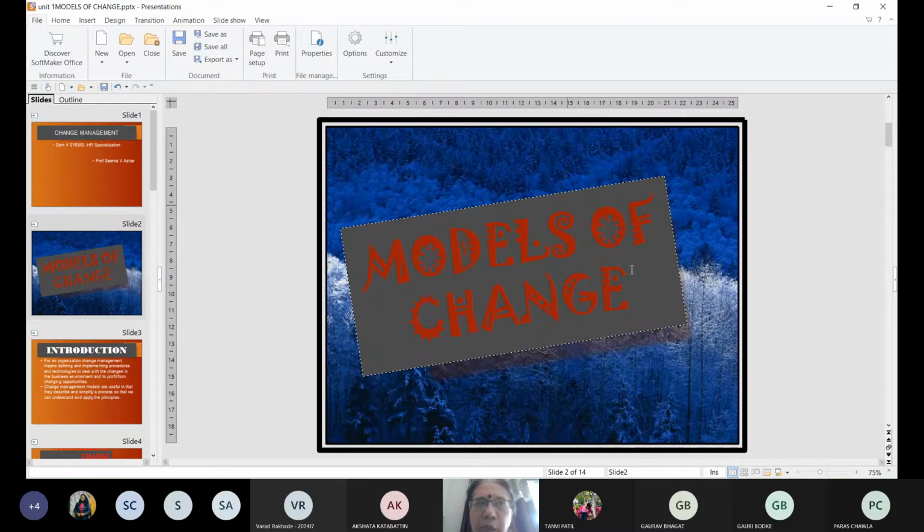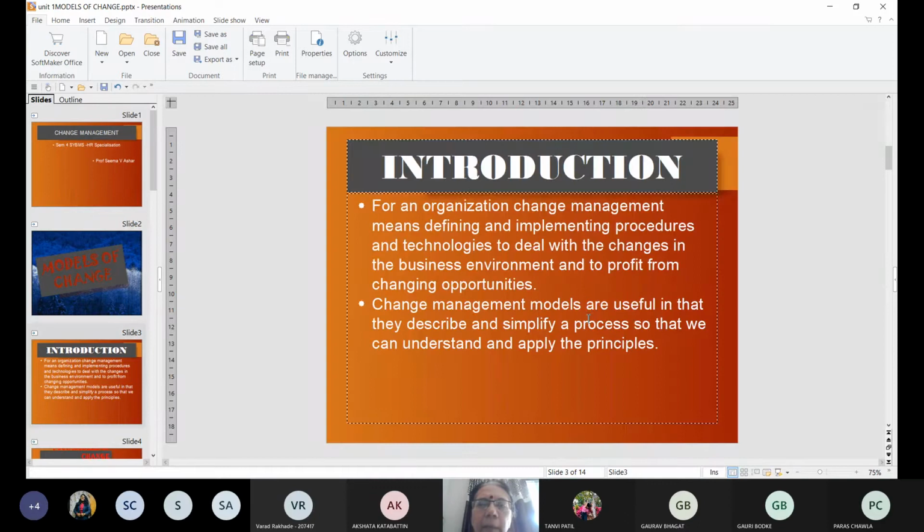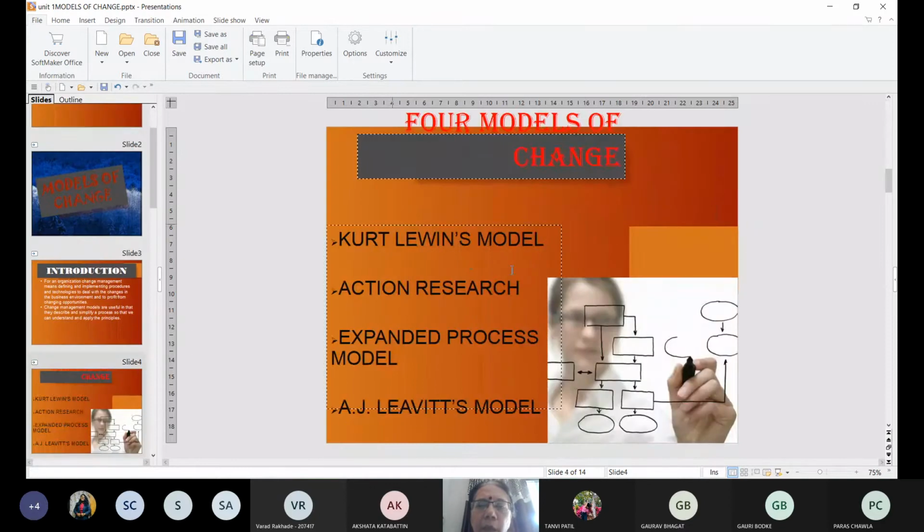The business environment is always changing. That is why every HR manager should be ready for this change. The HR manager should act like a change agent and should facilitate the change in the organization. Now today we are going to study 4 models of change management, and they are Kurt Lewin's model, action research model, expanded process model, and A.J. Levitt's model. Okay, according to the syllabus, these are the 4 models which we have to study.